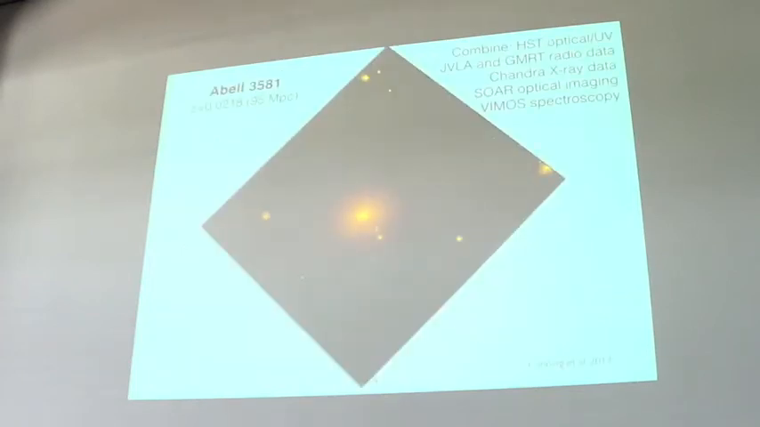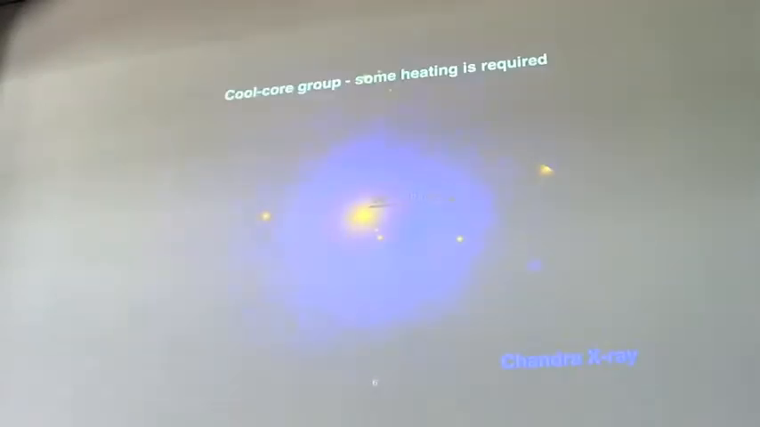As an example, I'm going to take Abell 3581. This is actually a galaxy group, a cool core nearby galaxy group. This is what it looks like with the X-ray emission over the top. It's a cool core group, one of these systems that requires heating to offset the cooling.